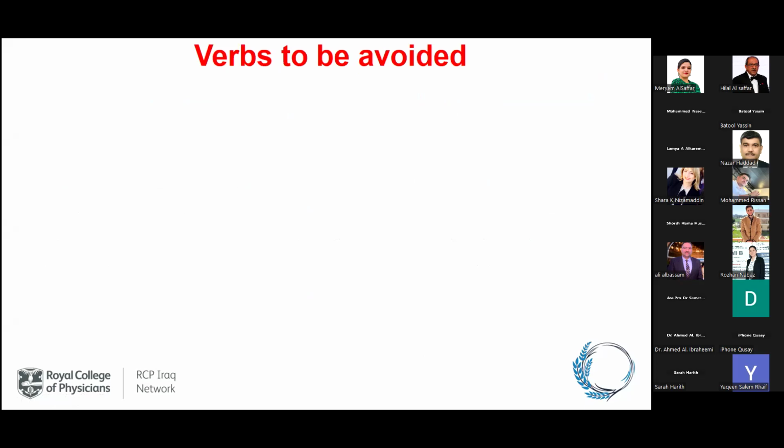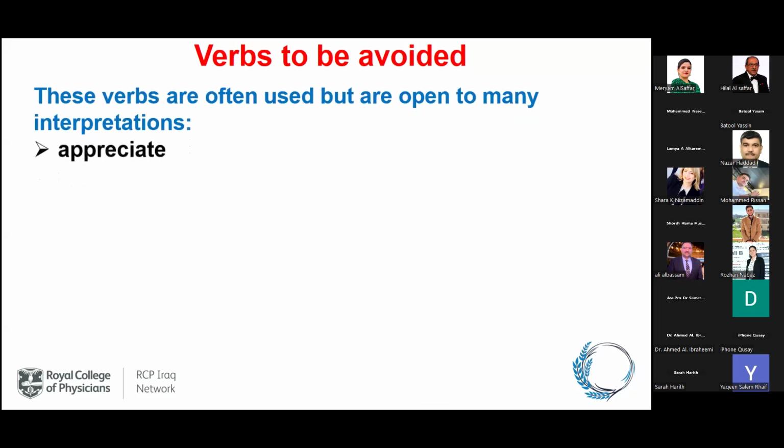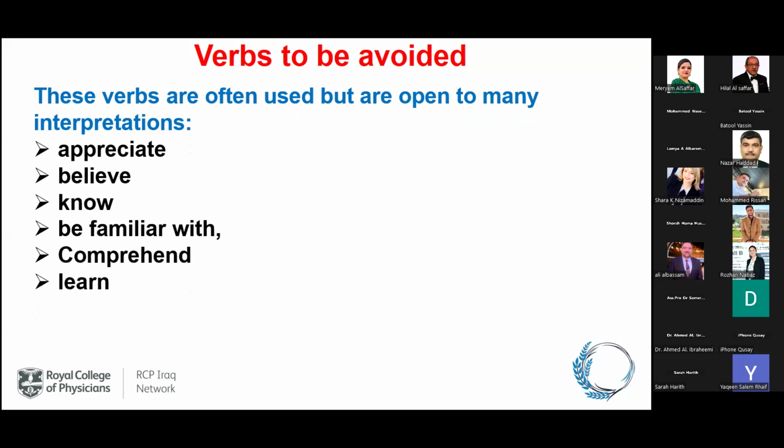Some verbs, as we said, sometimes you will see these verbs in Bloom's taxonomy, but it is not advisable to use them. Many examples from it: appreciate, believe, know, be familiar with, comprehend, learn, understand. All these verbs are vague. You cannot measure them, although they are all present in Bloom's taxonomy. But usually we are advised to avoid using these verbs and use measurable verbs instead of them.